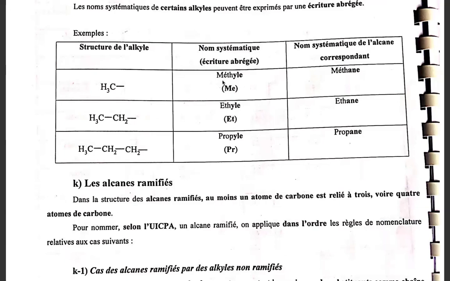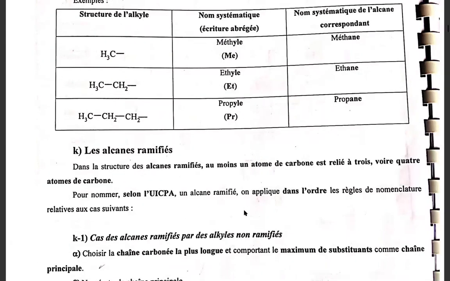Methyl can be written as Me. Ethyl can be written as Et. Propyl can also be written as Pr. So then we looked at branched alkanes, alcanes ramifiés, last time.